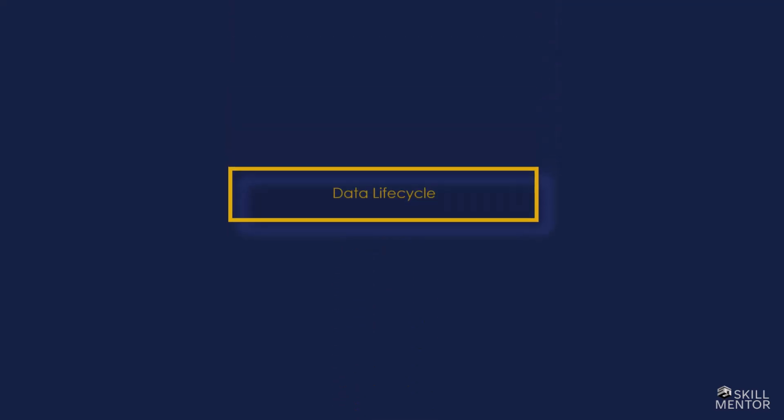This is the Data Lifecycle video. A data lifecycle is the process of managing data throughout its entire lifespan, from acquisition to eventual disposal. This includes the acquisition or procurement, assignment, classification, data enumeration, use, and disposal of data.